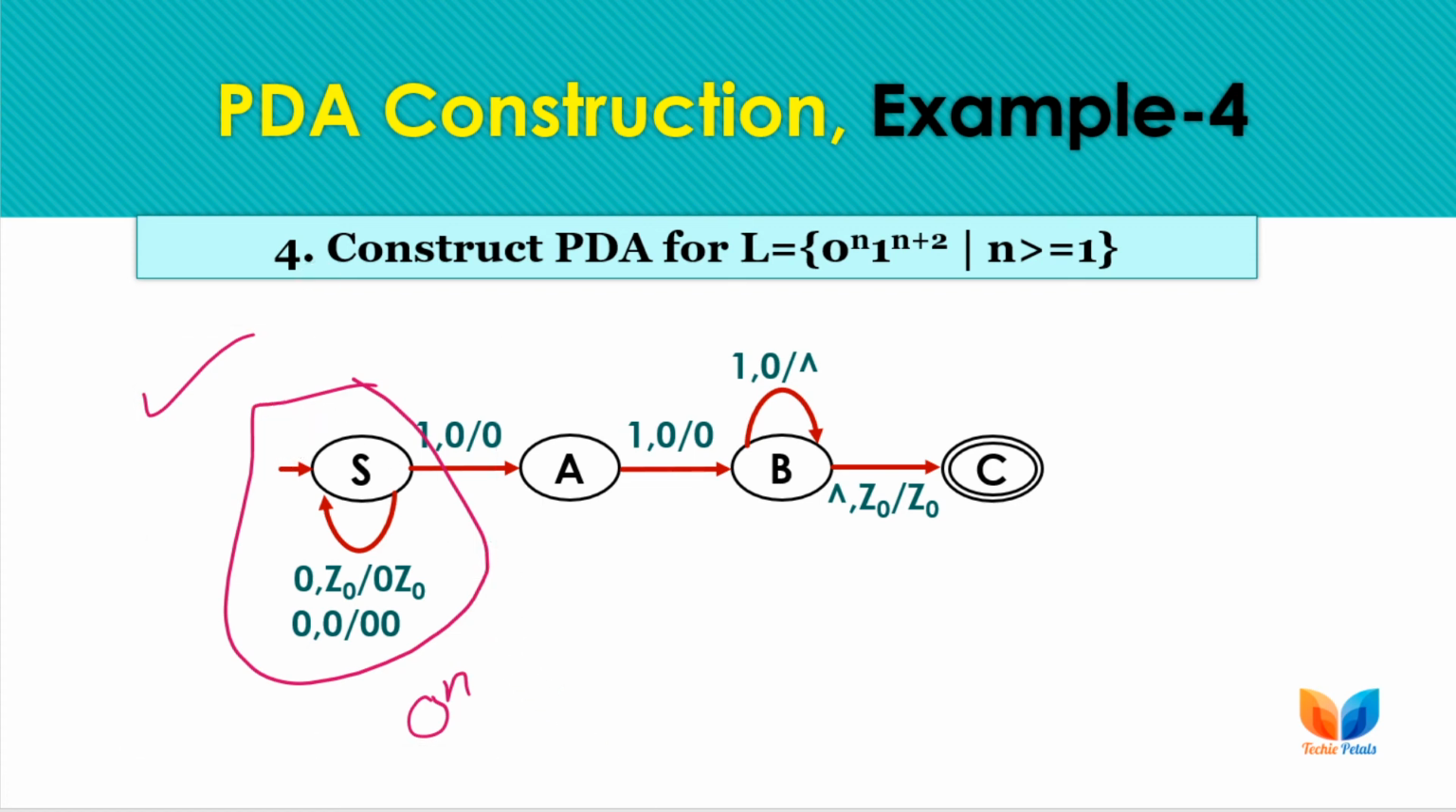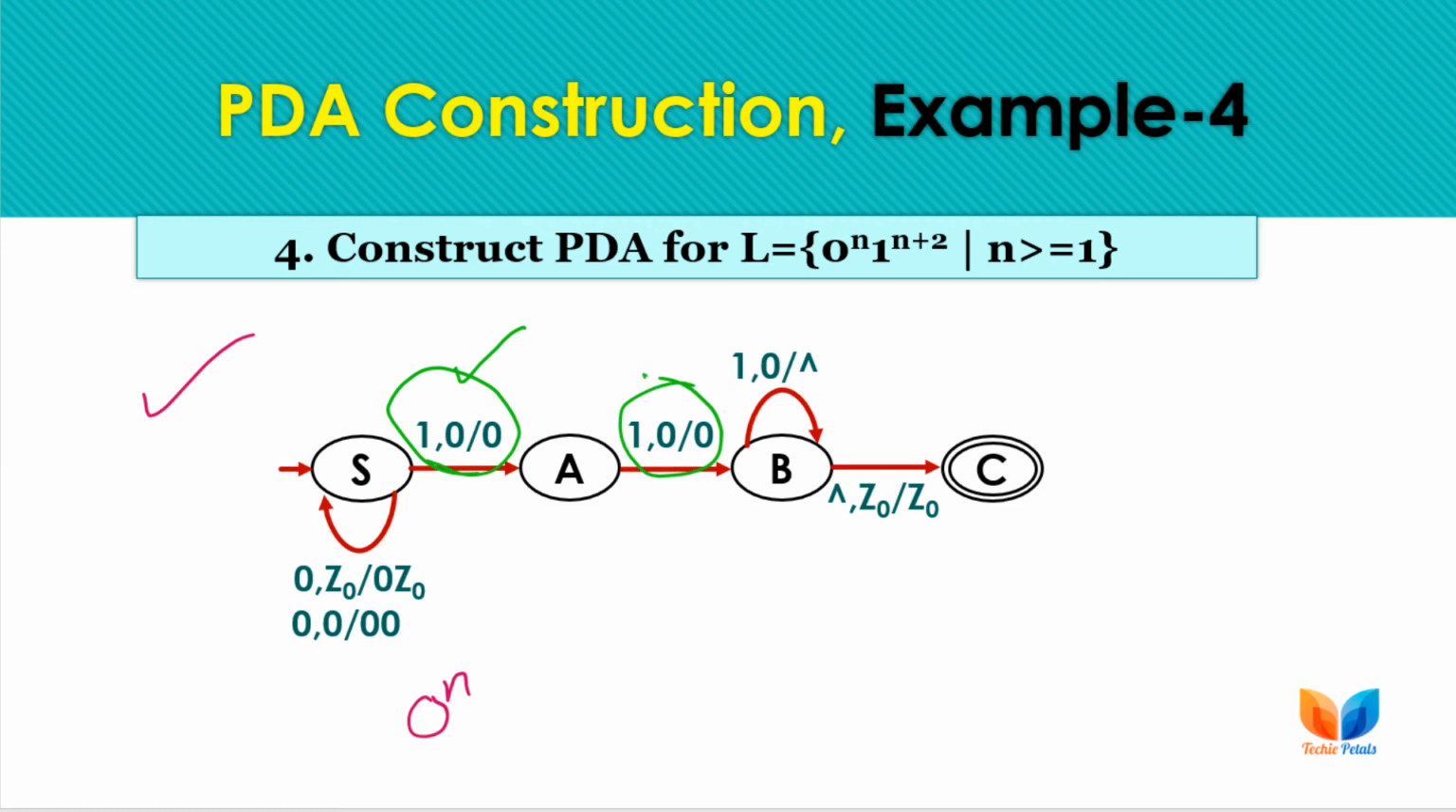Okay, so now for the next one, we are just considering the first 1 and keeping the same stack top. Again we are considering the same stack top here, and we are moving to the state B. So here we have pushed all the 0s onto the stack in the initial state, and once we start getting 1s, we change the state to A.